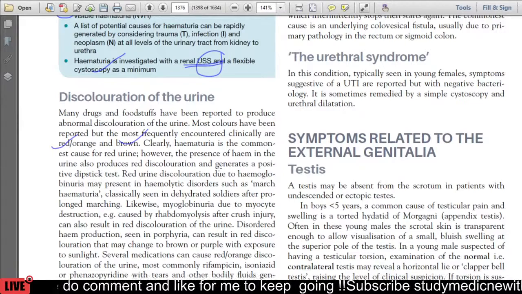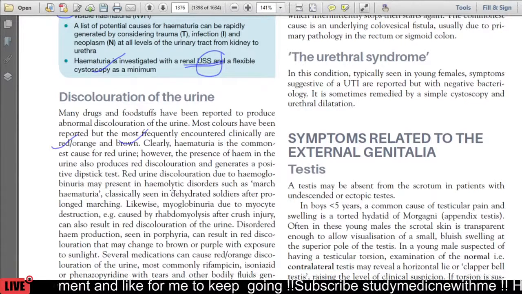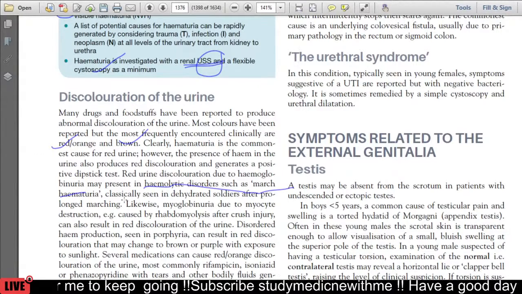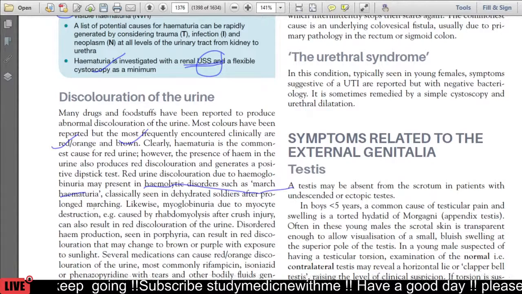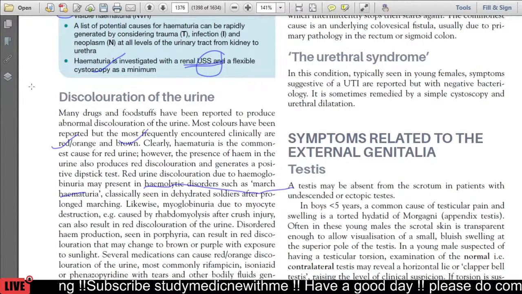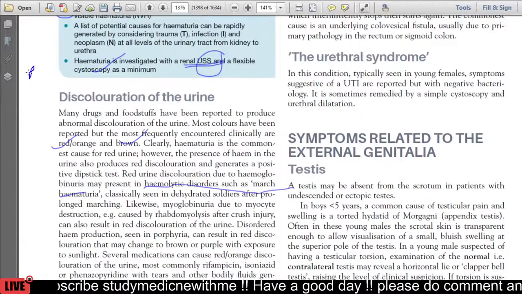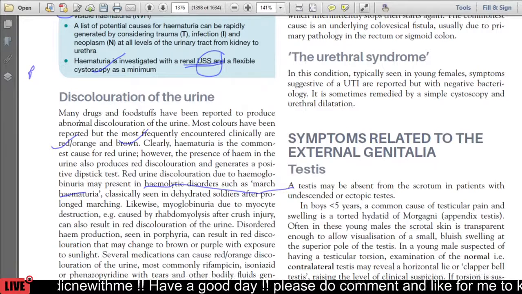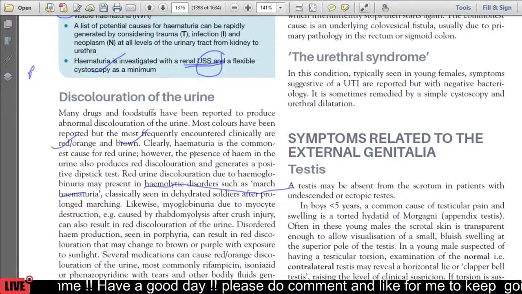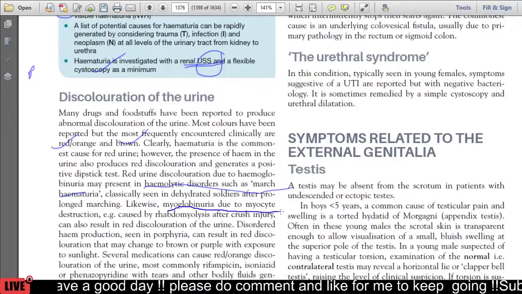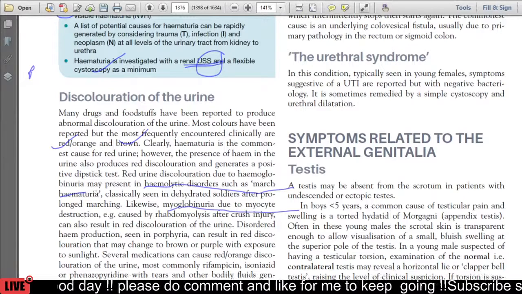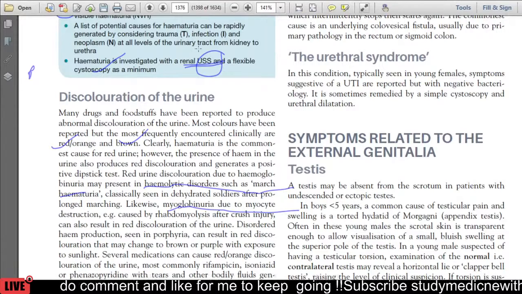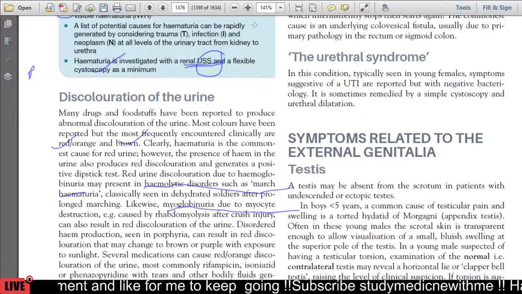Red urine discoloration due to hemoglobinuria may present in hemolytic disorders such as march hematuria, classically seen in dehydrated soldiers after prolonged marching. So prolonged marching might cause redness of the urine. It is called march hematuria. Likewise, myoglobinuria is due to myocyte destruction, for example caused by rhabdomyolysis after crush injury, which can result in discoloration of the urine.